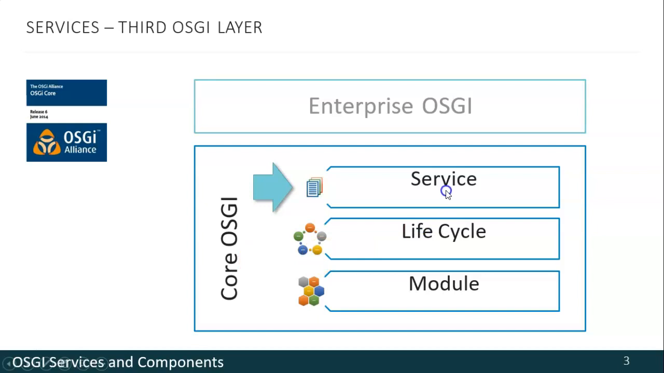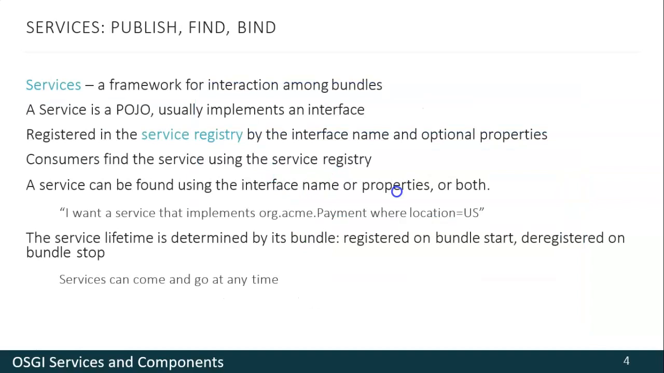Let's get familiar with the third architectural layer of OSGi. In the previous part, we just instantiated and invoked the classes that live in bundles. The third architectural layer standardizes the way the classes are invoked by introducing a concept of service. Services is a framework for interaction among the bundles. The idea of the framework is expressed in three words: publish, find, and bind.